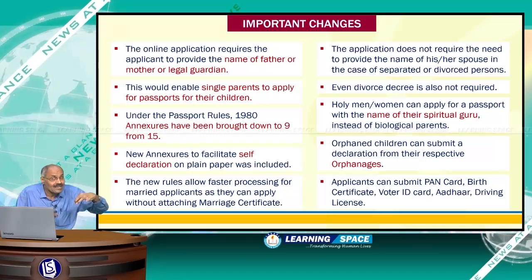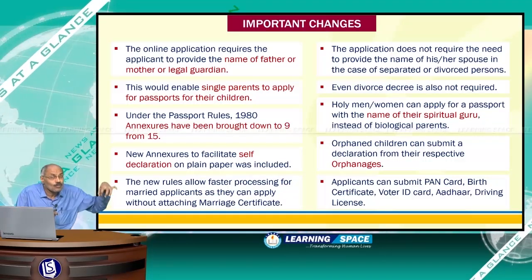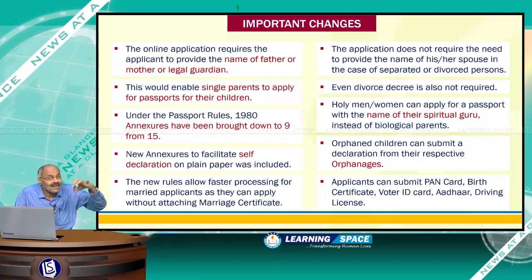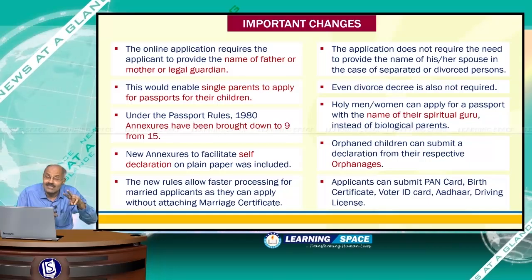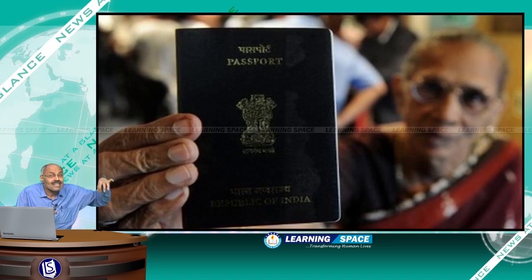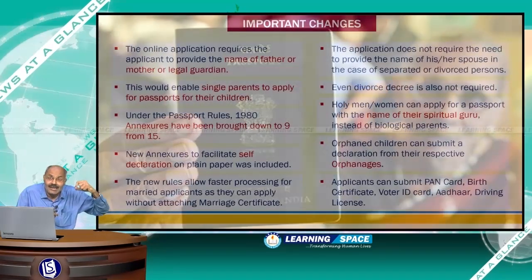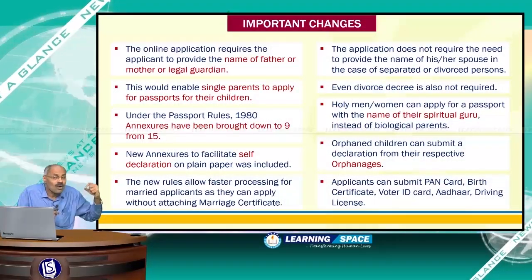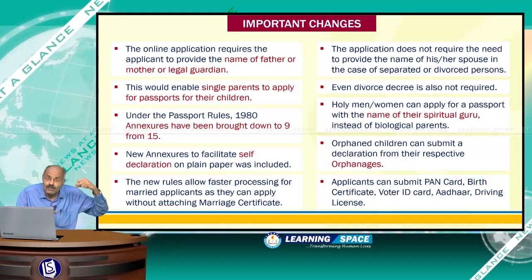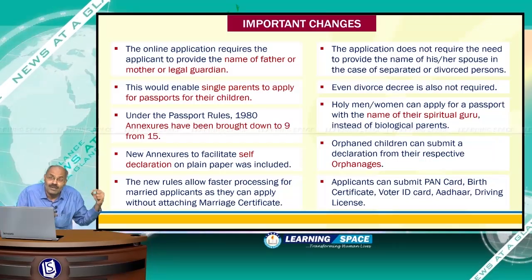Then another important aspect is, while obtaining the passport, the applicant needs to provide either the name of father or mother or legal guardian. Both the parents' names are not required, and this will immensely benefit single parents to apply for passports for their children. And another important aspect is, holy men or women like sadhus, they can apply for passport with the name of their spiritual guru instead of biological parents.